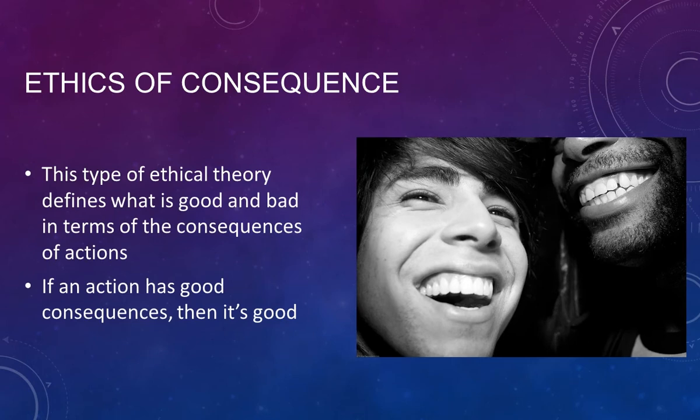All right, so the ethics of consequence, we'll call this one. This type of ethical theory defines what's good and bad in terms of the consequences of your actions, right? So what should I do? Well, you should determine what you should do in terms of what the consequences of those actions are. If an action has good consequences, then it's a good action, something like that. Now, what do you mean by good? Okay, this is just a kind of ethical theory. It's not itself an ethical theory. So let's look at an ethical theory that falls under this kind.